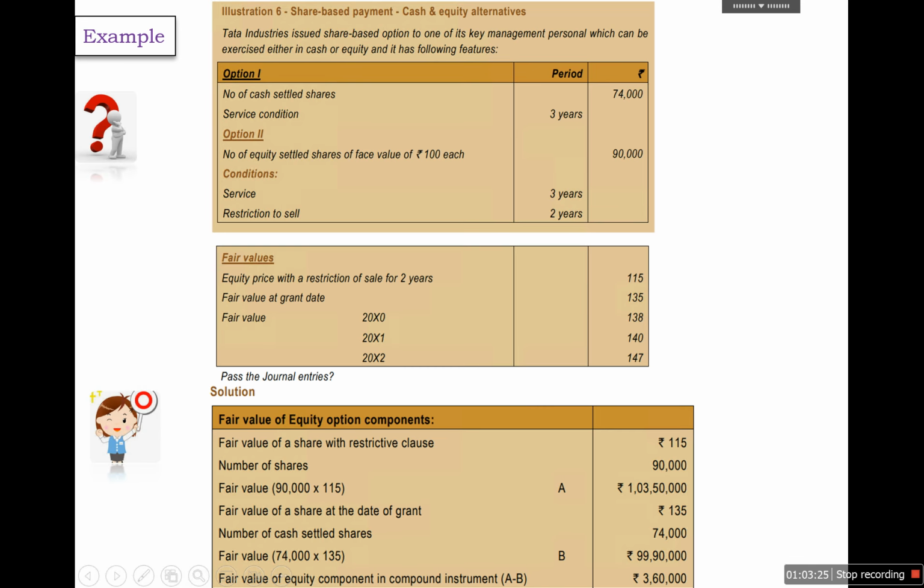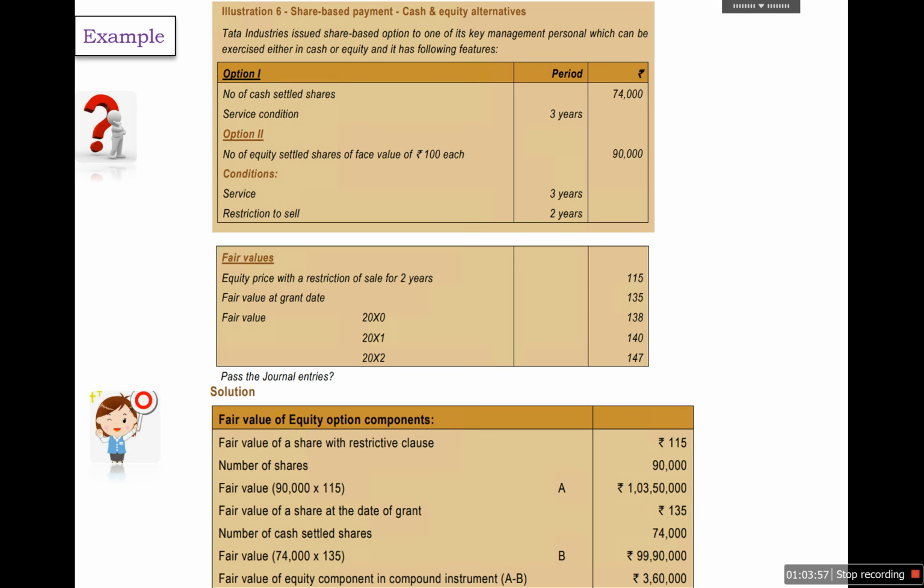Next is share based payment, where there is an option of cash and equity alternative. So Tata Industries issued share based option to one of its key management personnel, which can be either exercised in cash or equity. Option 1 is number of cash settled shares 74,000, service condition 3 years. Option 2 is number of equity settled transactions with 90,000 shares, service 3 years, restriction to sell 2 years.